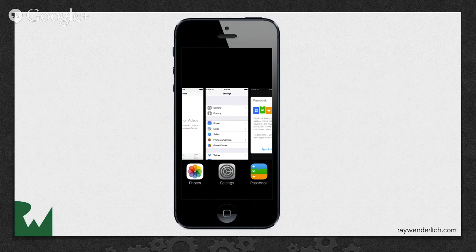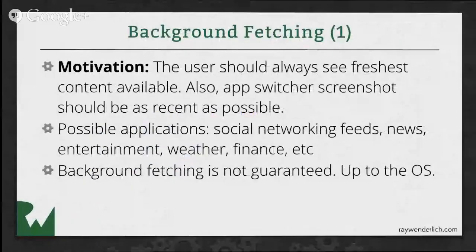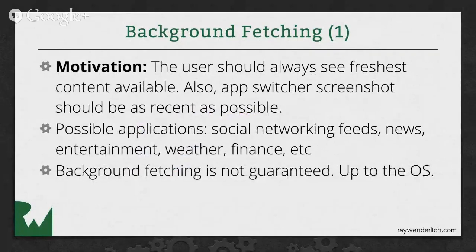Something new in the iOS 7 Fast App Switcher is that you can flick up the screenshot to terminate the app. And this also kills all of the background modes that app was running. All right, so we were talking about what goes on this snapshot, which leads us to our first iOS 7 multitasking API, which is background fetching.